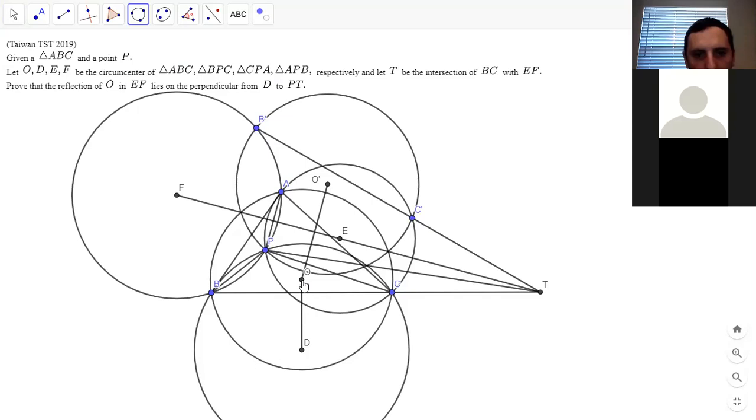O is the circumcenter of ABC. So let me see. Since O is the circumcenter of ABC, if you reflect everything across EF, then O prime is the circumcenter of B prime, C prime, P. Now we know that BC, C prime, B prime is an isosceles trapezoid, so it's concyclic. Now we can do radical axis theorem. Okay.